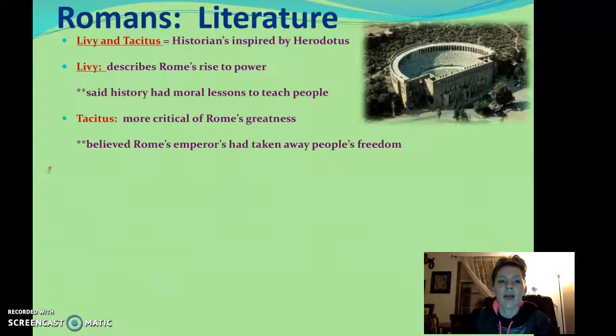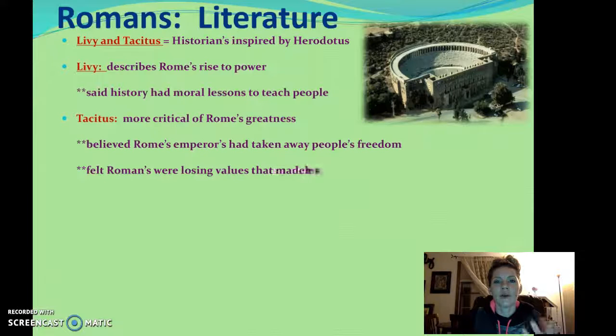If we continue on with literature, in Rome they have two very well-known, famous writers called Livy and Tacitus. Livy really looked at the power of Rome and how great Rome was. Tacitus looked at Rome and said, is Rome really that great?